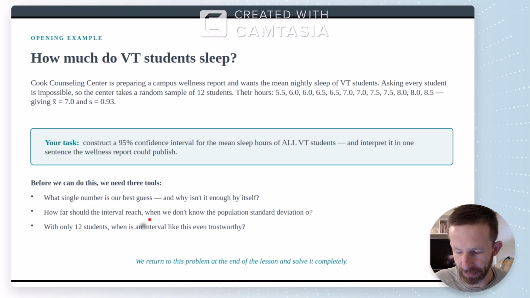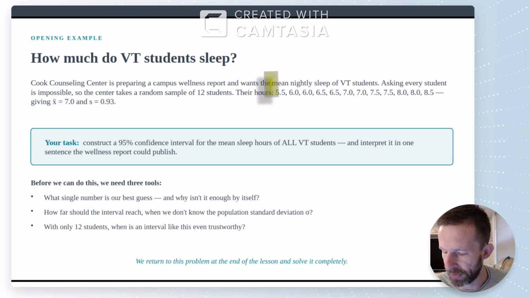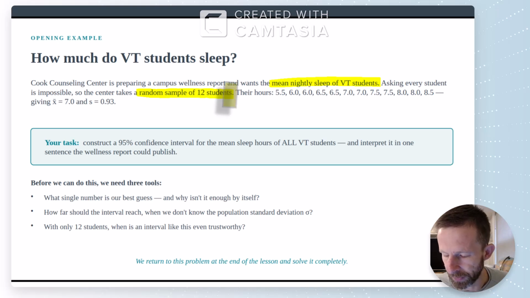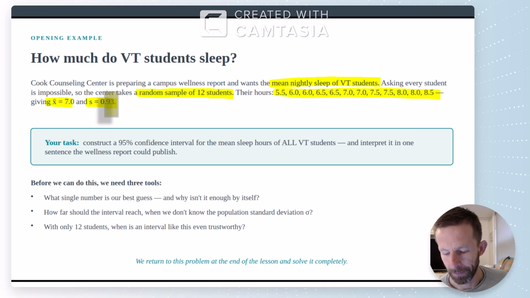How much do Virginia Tech students sleep? Cook Counseling Center is preparing a campus wellness report and wants to know the mean nightly sleep for Virginia Tech students. Asking every student is impossible. Same thing as before, we don't want to do a census of the population. So they take a random sample of 12 students. And here's the data for the 12 students with a sample mean, x bar, of 7.0 and a sample standard deviation of 0.93. So we want to construct a 95% confidence interval for the mean sleep of all Virginia Tech students.